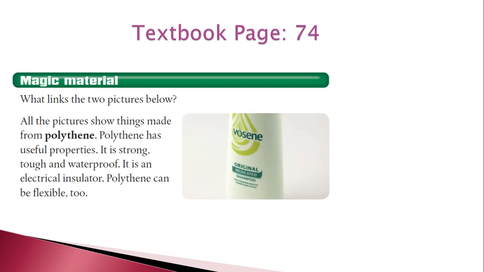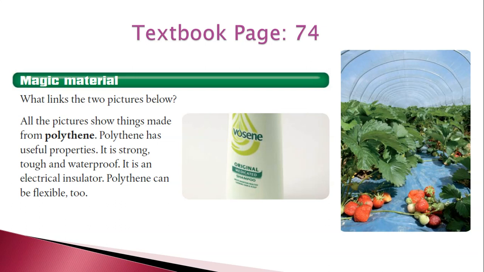Magic material. What links the two pictures? Here you can see the two pictures. What is the common thing about these two pictures? All the pictures show things made from polythene. These two pictures show the materials made from polythene. This one also is made from polythene, and this is also made from polythene.